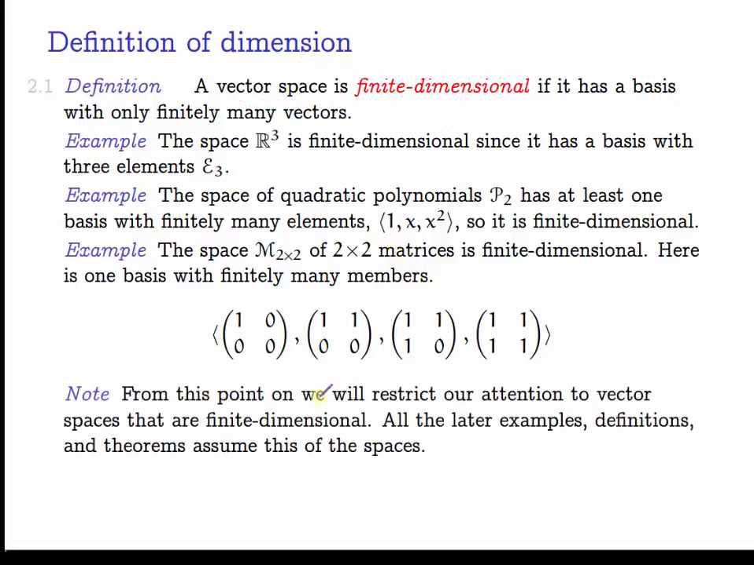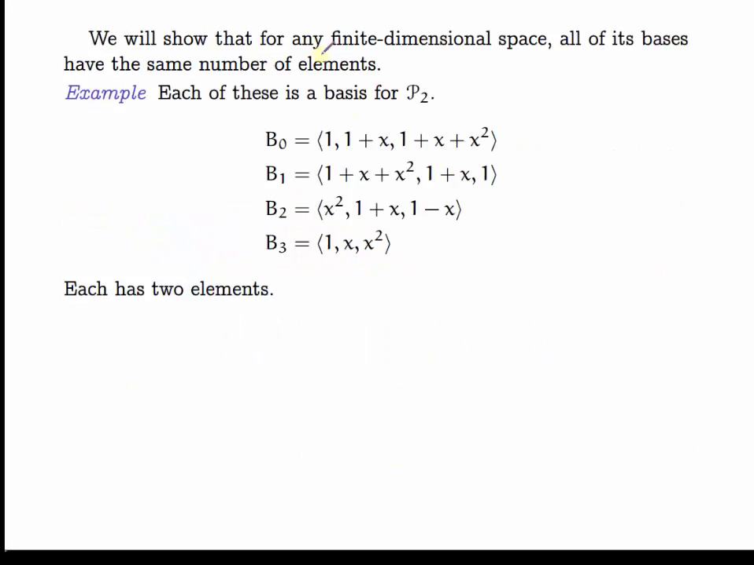Okay, so from this point on, we will restrict our attention to vector spaces that are finite dimensional. So we're going to assume that we're dealing with finite dimensional vector spaces. Now, when you do analysis or something called functional analysis, then you will be talking about infinite dimensional vector spaces, but that's another task for another day. All right, so we will show that for any finite dimensional space, all of its bases have the same number of elements.